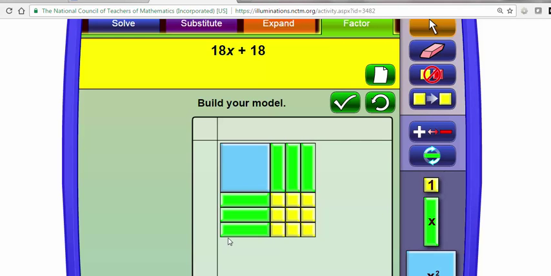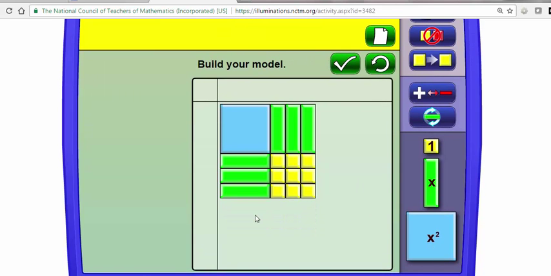Do we believe that this is a square? In order for it to be a square, all sides need to be equal. This is a length of x plus 3, and my height is also a length of x plus 3. That is, in fact, a perfect square. So we just completed the square using algebra tiles.